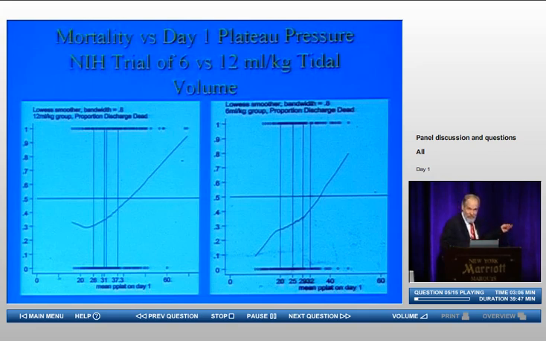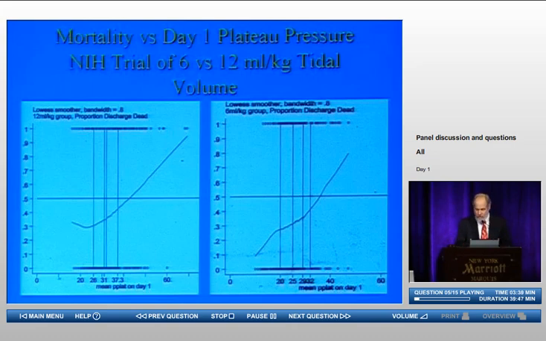This is from the original ARDSNet study, in which you have the two groups. Here you have the 12 ml per kilo group and the 6 ml per kilo group. And what they did was plot plateau pressure on day 1 versus mortality of patients at that given plateau pressure. And as I think we've all been saying, pretty obvious, whether you look at 12 or you look at 6 ml per kilo, plateau pressure clearly has a major impact on mortality. The lower the plateau pressure, the greater the probability of survival.